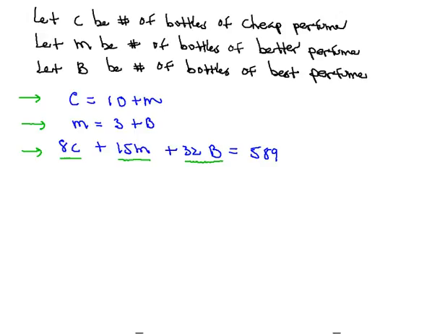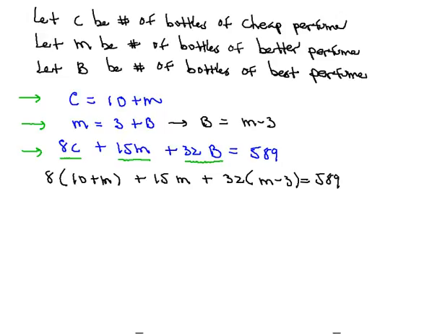So if you look at the first equation, you see that C is represented already in terms of M. So what I'm going to do now is to solve the second equation for B in terms of M. Then I'm going to take each of those expressions and substitute them down into the third equation. So in the first term, I've replaced C with 10 plus M. And in the third term, I've replaced B with M minus 3. So what we'll do next is multiply out, combine terms, and then solve this equation for M.